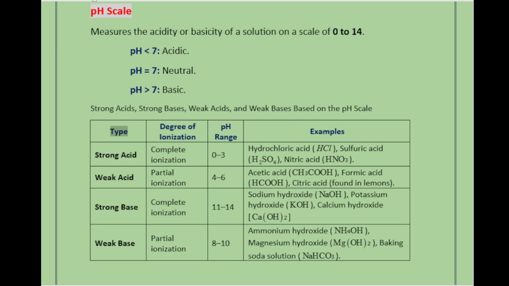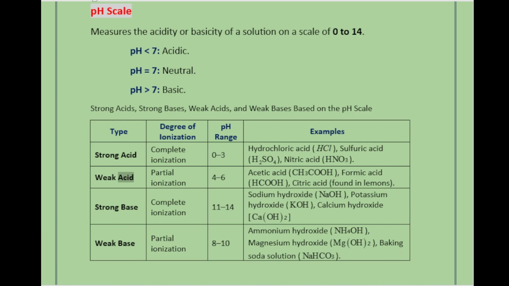Type, degree of ionization, pH range, examples. Strong acid: complete ionization, pH 0 to 3. Examples: hydrochloric acid, sulfuric acid, nitric acid.